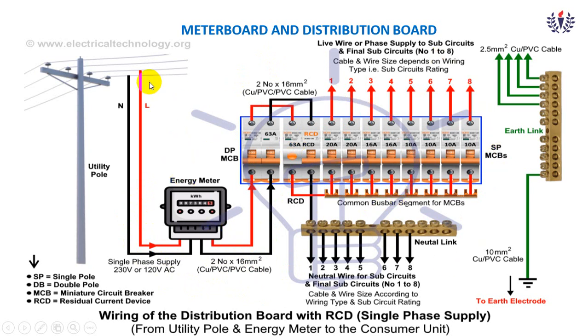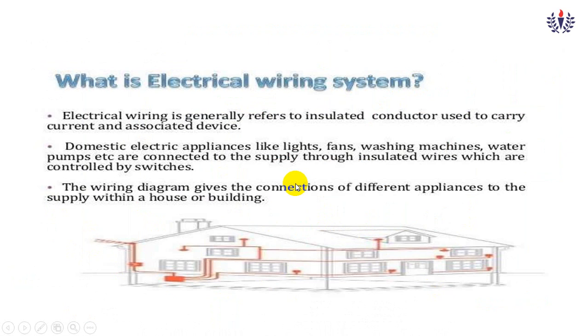This is how the power is coming from the pole to your home distribution board. There will be a board at the entrance of your home. So it consists of these components. This is generally known as the service mains.